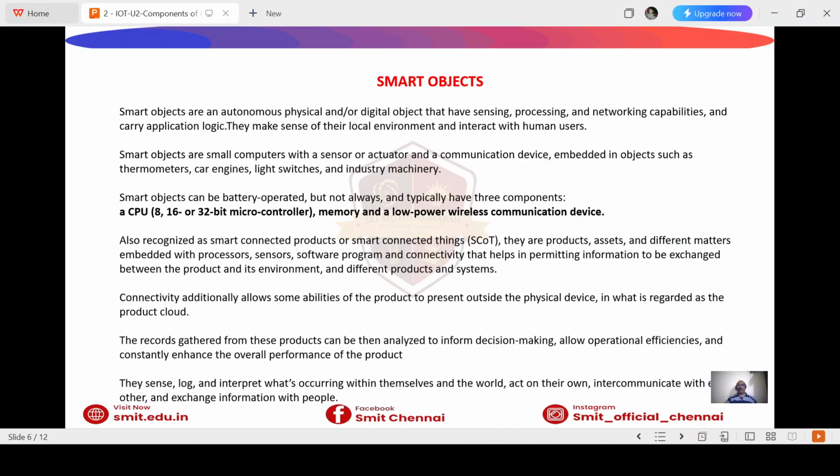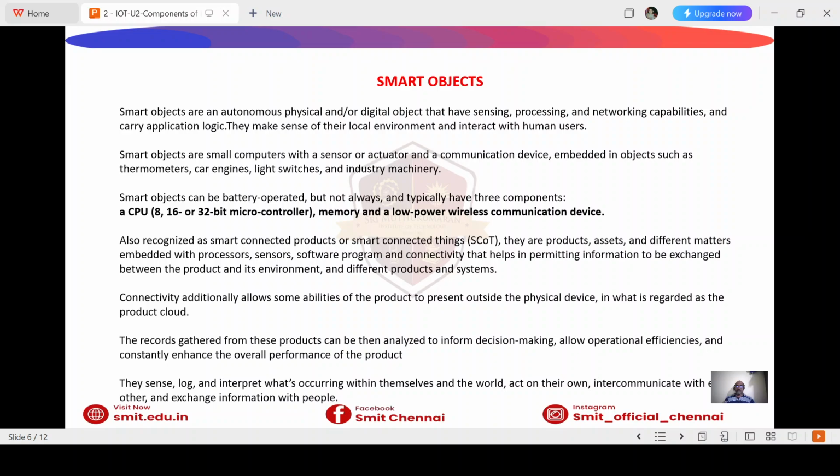So first we see about smart objects. Smart objects are autonomous physical or digital objects which have sensing and network capabilities and carry application logic. They make sense of their local environment and interact with their human users. So what is a smart object? A smart object is a physical device which consists of a microcontroller CPU, a very small version. It can be an 8-bit, 16-bit, or some low-end 32-bit microcontroller, and a small memory. It obviously uses very low energy, so a low power wireless communication device also. These are the main three components of a smart object.